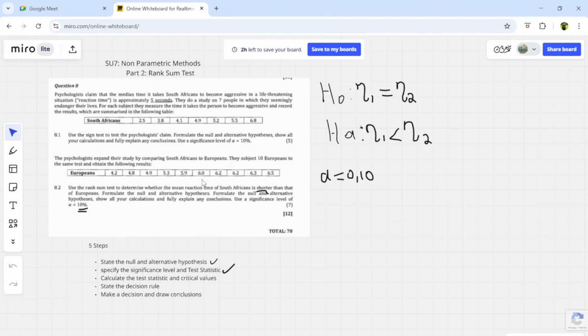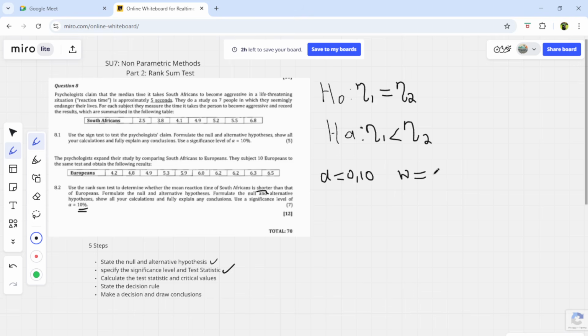Alright, cool. Now, step number 2, specify the significance level and the test statistic. So the significance level, as I already wrote it here, is alpha equals 0.10. Because you're dealing with left-sided, you don't have to divide this by 2, because you only do that when you have a two-sided hypothesis. And then the test statistic that you're going to use is called the W test statistic.